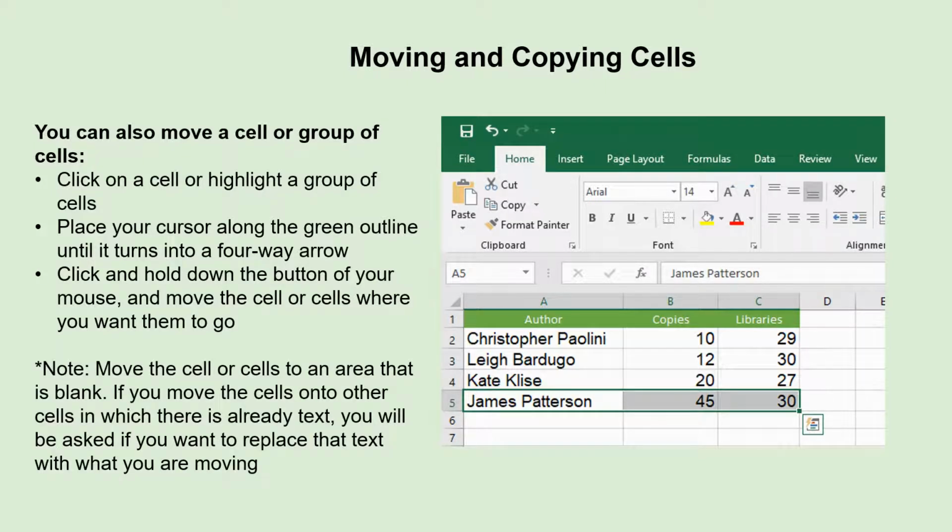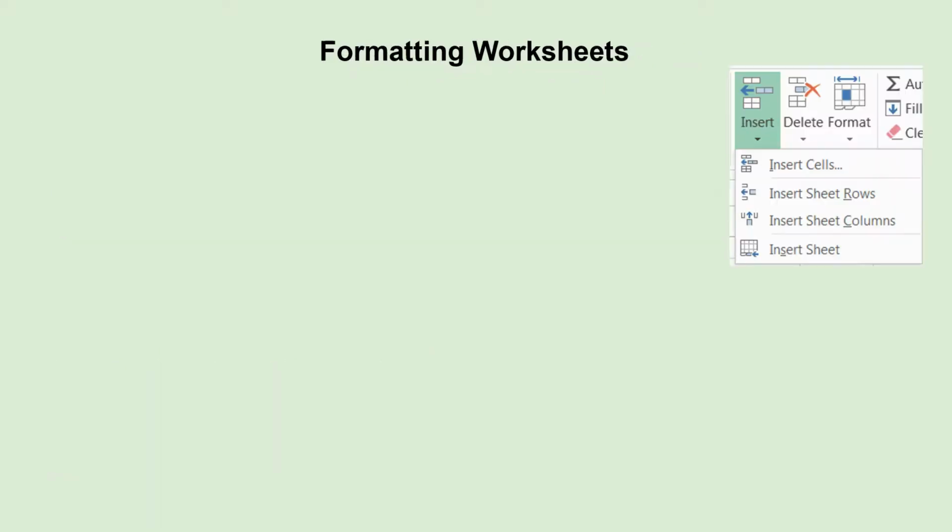One thing to note is to move the cell or cells to an area that is blank. If you move the cells onto other cells in which there is already text, you will be asked if you want to replace that text with what you are moving. So if you do want to replace that text with the cells that you're moving, you can click yes, but if you do not want to, then click no and move the cells to a blank area.